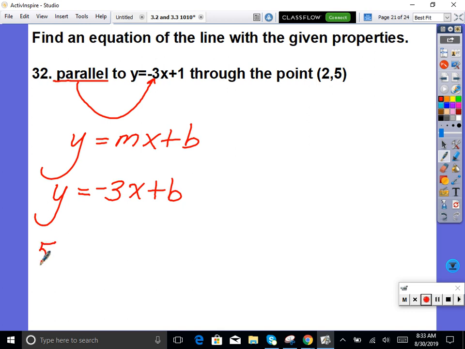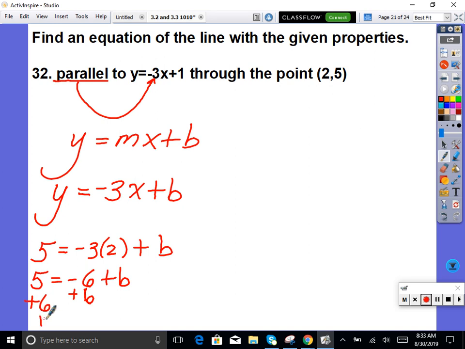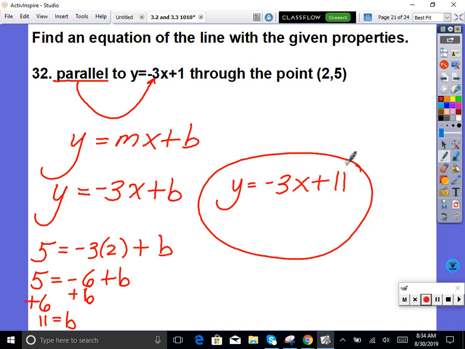Plug it in. So we'd have 5 is equal to -3 times 2 plus b. So I have 5 is equal to -6 plus b. I'm going to add 6. 11 equals b. So now my final answer is y is equal to -3x plus 11. Okay, pretty similar to our last lesson.